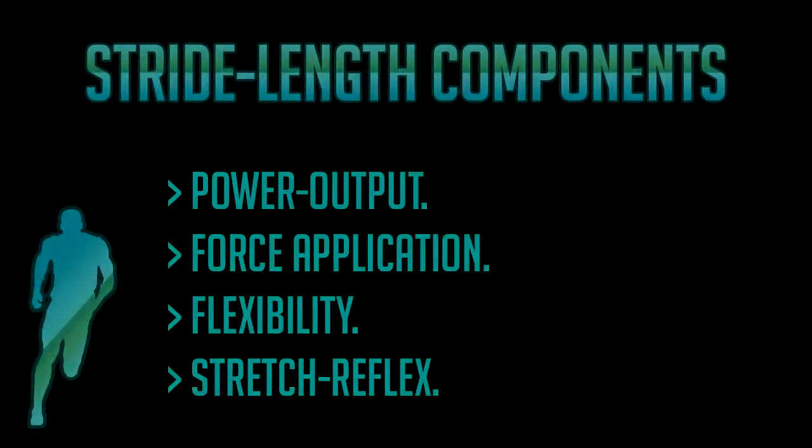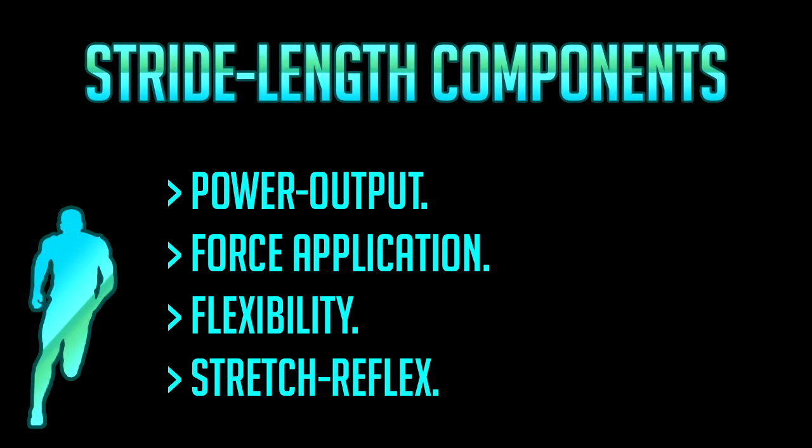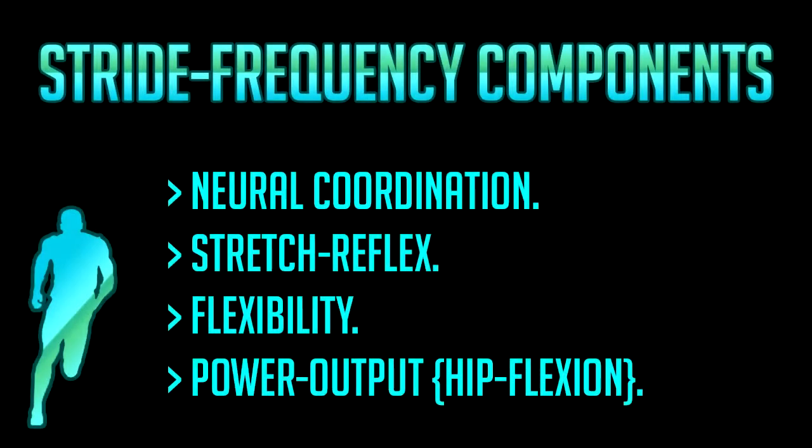So the components for stride length: it's made up of your overall power output, where you apply the force, aka force application, flexibility, and the stretch reflex, mainly in the hips. After that, the stride frequency components are your neural coordination, your stretch reflex, flexibility, and power output during hip flexion, basically lifting up the knee.